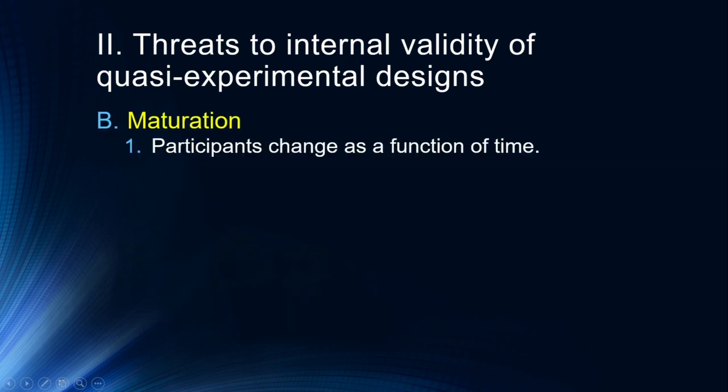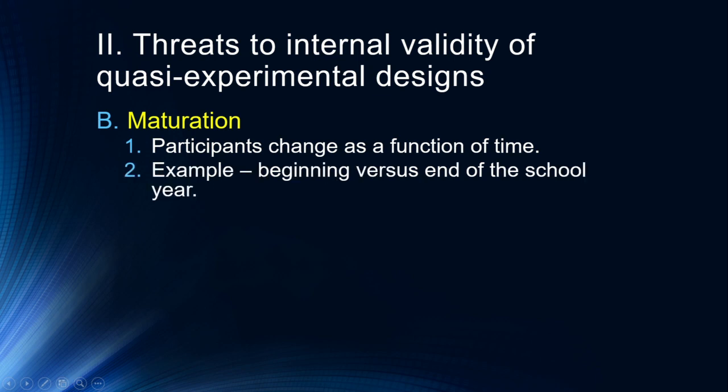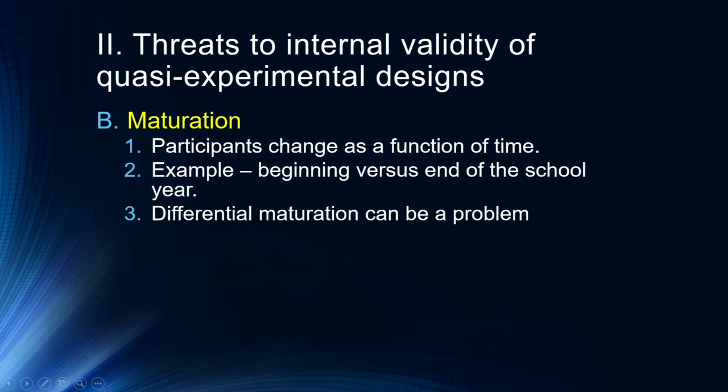Maturation is another question. This is particularly irksome for developmental psychologists or people that are studying behavioral effects in kids that are growing up, because participants do change as a function of time. They mature. So if we're looking at the beginning versus the end of the school year, it's possible the change in your dependent variable. So again, if we're talking about some kind of intervention in a school, again, maybe about bullying, it could be the kids grew up. So we want to think about how a couple things might be happening.